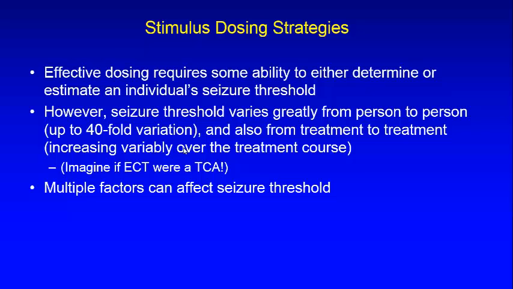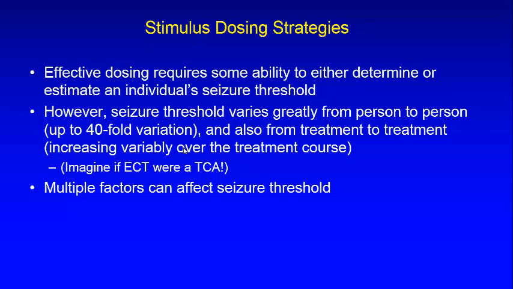And it can also vary from treatment to treatment. Over the course of ECT, the seizure threshold goes up, along with seizure durations tending to go down. Now, I say on this slide, imagine if ECT were a tricyclic antidepressant. And what I mean by that is if you had up to 40-fold variation in tricyclic blood levels between individuals, we'd be really concerned. If some patients ended up with 40 times too high a dose of amitriptyline, those people could have a fatal cardiac arrhythmia.